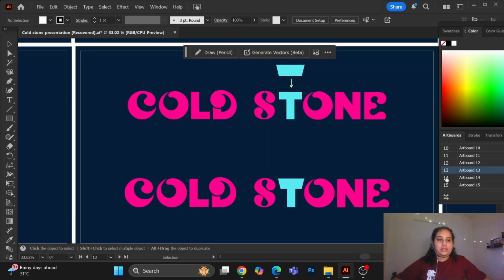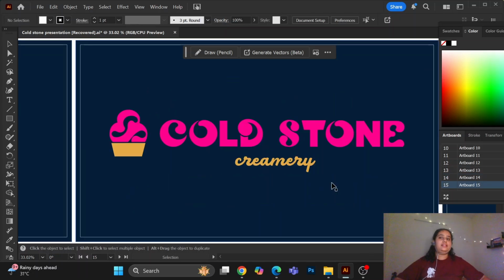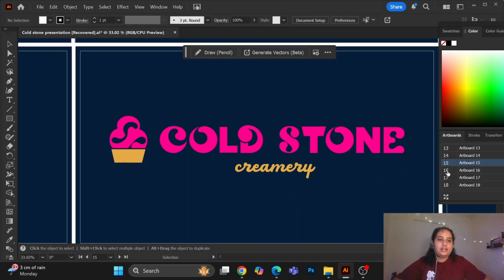And now if we put all of these ideas together, stone, paper, scissors, that's how the final logo mark and the logotype is coming out. So that's my final combination logo mark. Okay, so let me know in the comments how you felt about it.